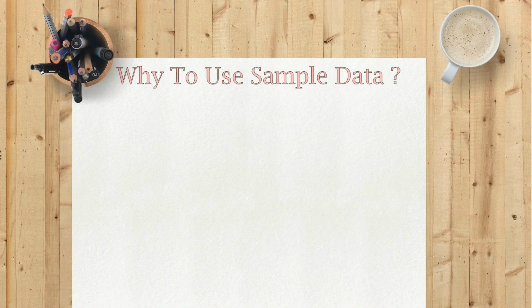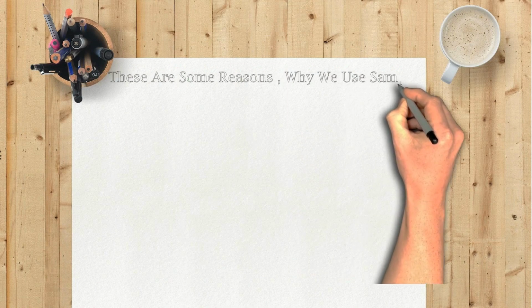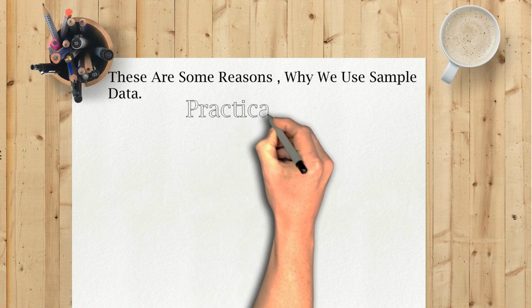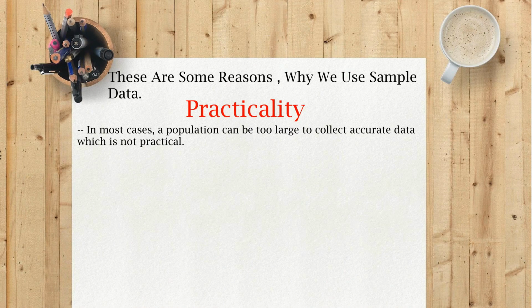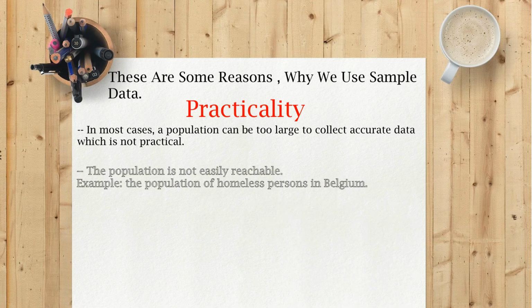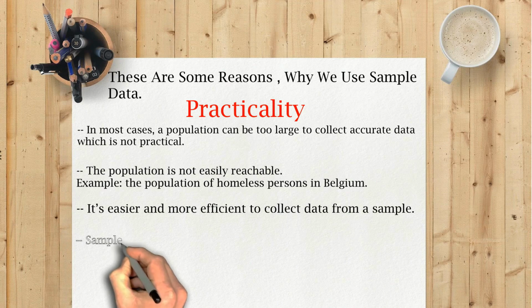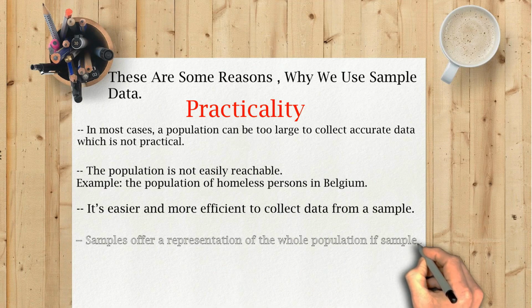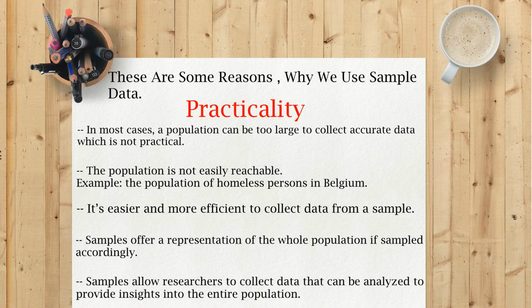Why we use samples? These are some reasons why we use sample data. Practicality. In most cases, a population can be too large to collect accurate data, which is not practical. The population is not easily reachable. Example, the population of homeless persons in Belgium. It's easier and more efficient to collect data from a sample.